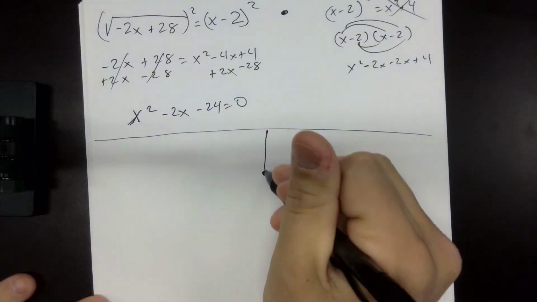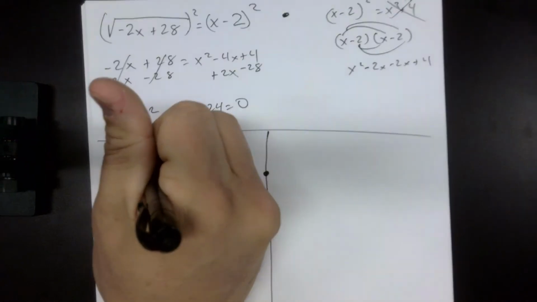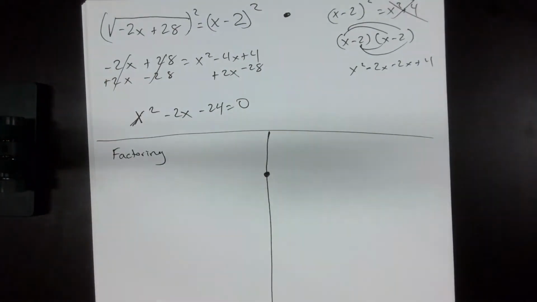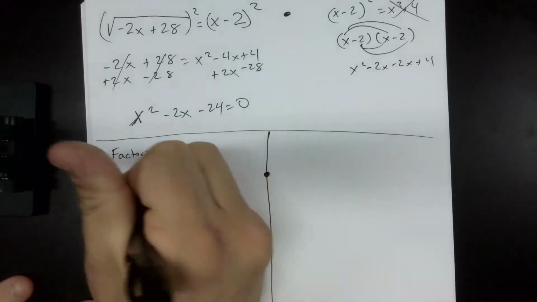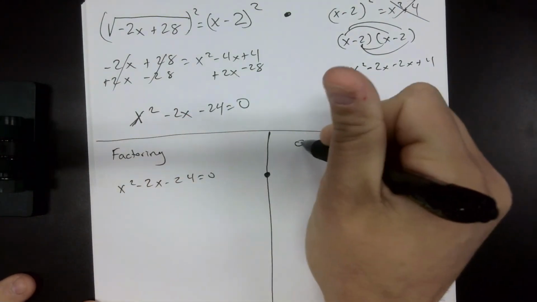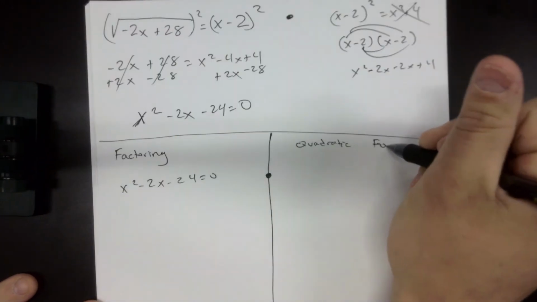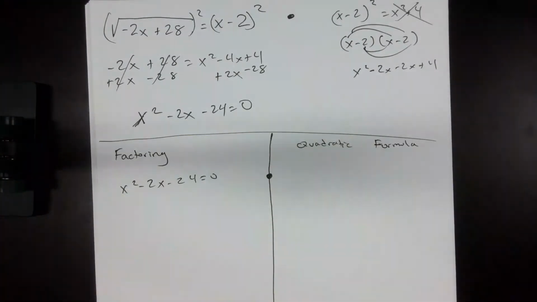Okay, alright, so here we go. I'm going to do it 2 ways. We're going to use the dot for the middle. I'm going to first factor it. So one of you guys mentioned factoring. I'm going to factor this right here. And then over here, I'm going to use the quadratic formula over there.